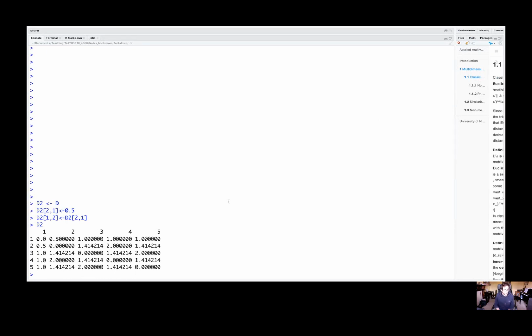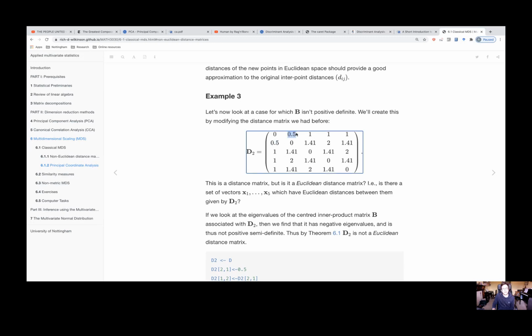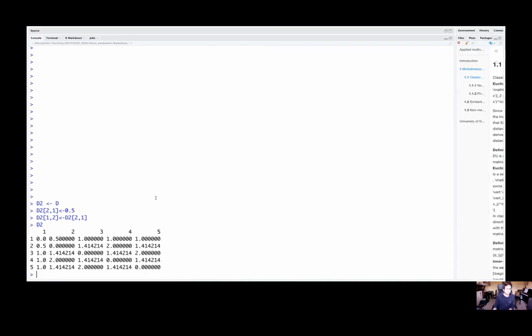As our example, we will take the distance matrix we had before, but we're now just going to change two of the elements. I've changed this element here and this element here to be 0.5. So we've no longer created these points as Euclidean distances. I've just changed this number on a whim. Let's see what happens when we do that.